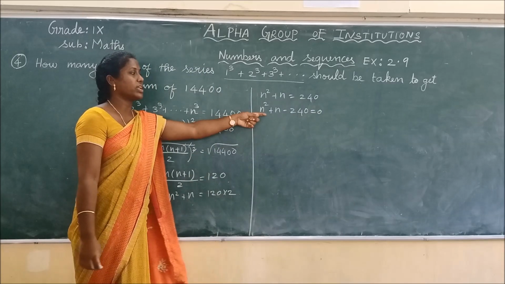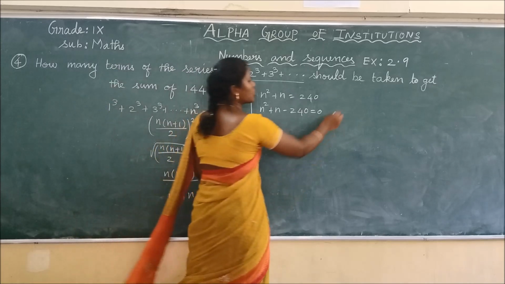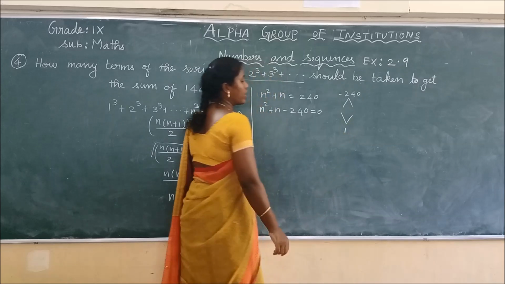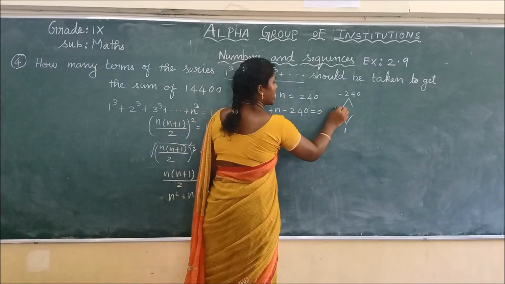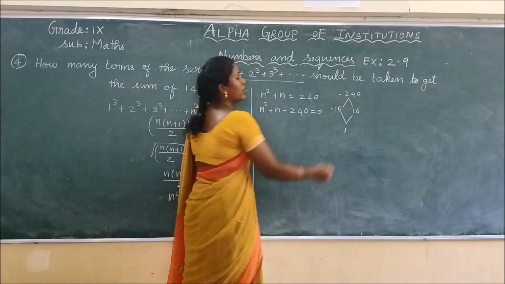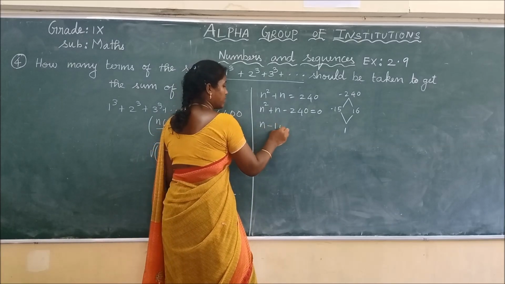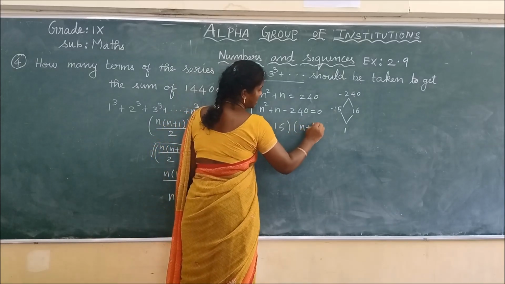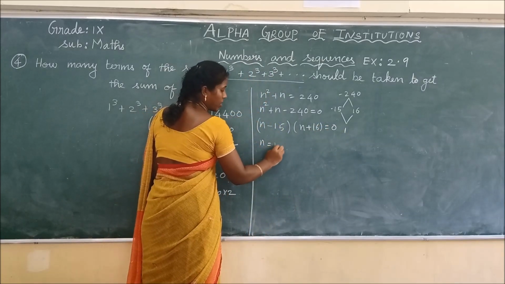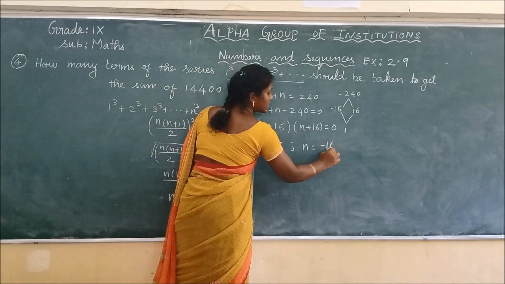What is this equation we are finally getting? This is a quadratic equation with variable n. If I solve using the quadratic equation, by multiplication I have to get minus 240, and if you add, I have to get the value of 1. What are the numbers? 15 and 16. See, 15 into 16 is 240. Minus 15 plus 16 is 1. So the factors are n minus 15 and n plus 16 equal to 0. So we will be getting two values of n. One is n is equal to 15, the other one is n is equal to minus 16.